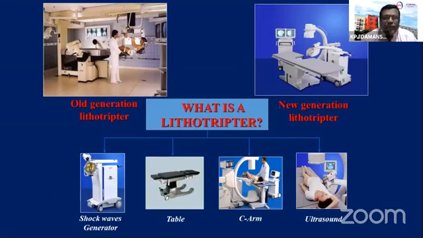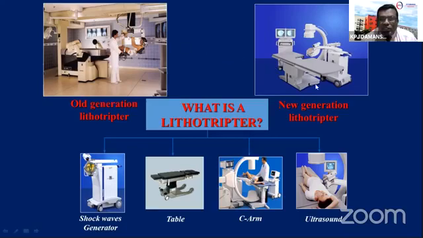Basically, we have different types of machines. We have the Dornier, we have the EDAP, we have different varieties of machines. We have the old generation and new generation lithotripters. In the older generation, in the 1980s, we had the Dornier HM3, which is the first machine, where the patient has to go into a small swimming pool. They are placed into a swimming pool, given general anesthesia, and then shock waves are delivered. It's a more painful process.